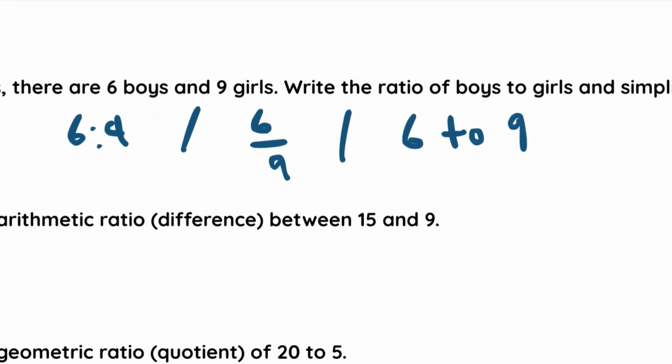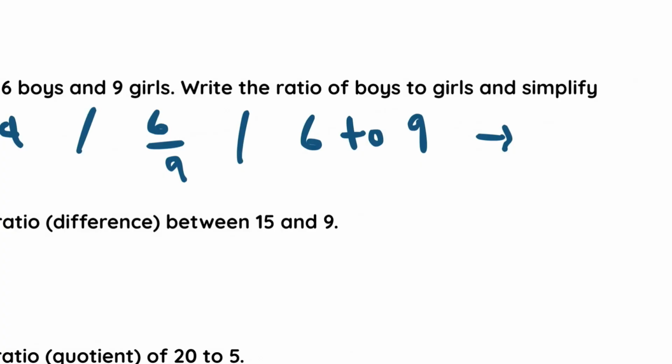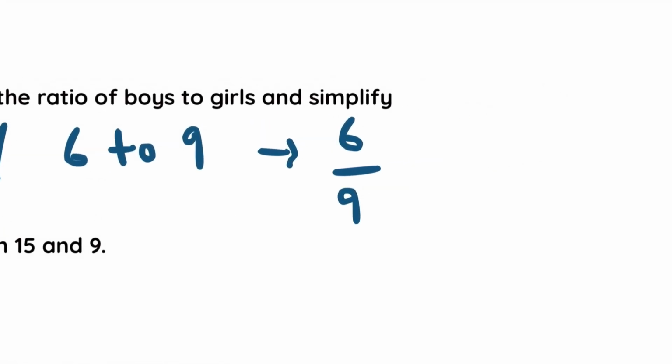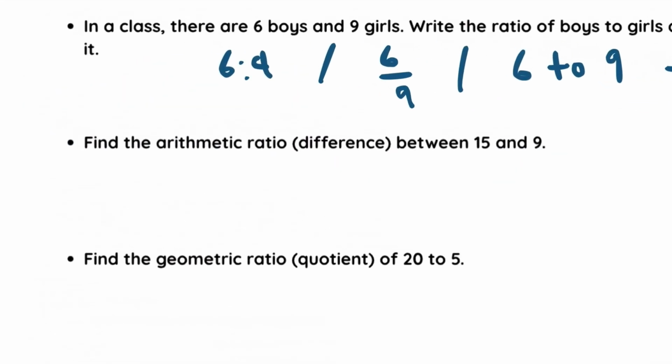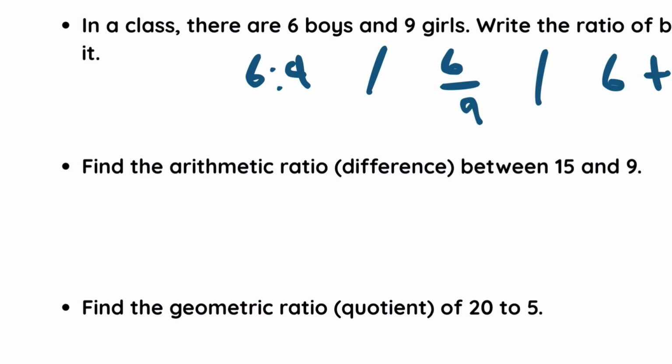Okay, simplifying it, we have their GCF, which is 3. If we divide both of them by their GCF, the simplified version of this fraction will be 2/3.